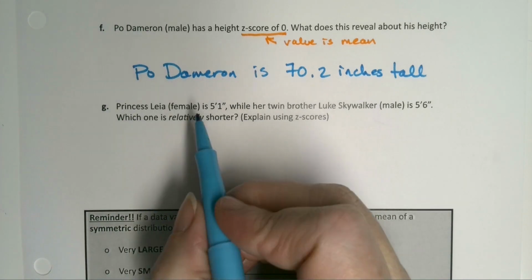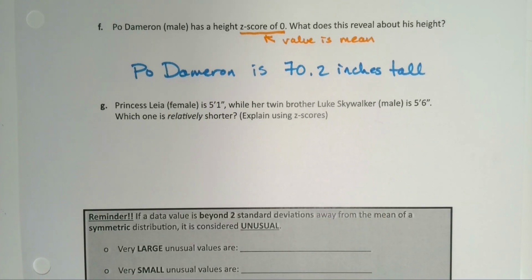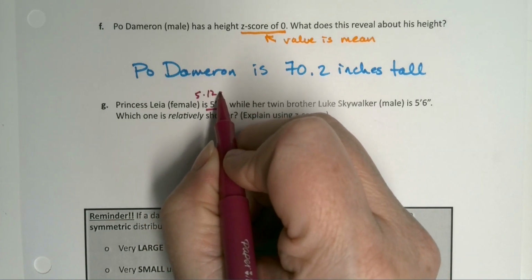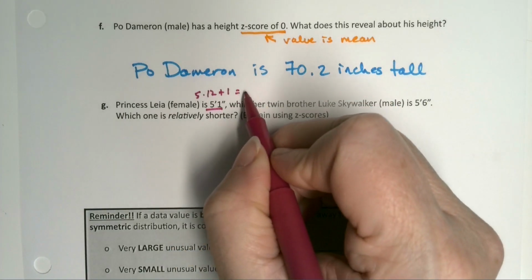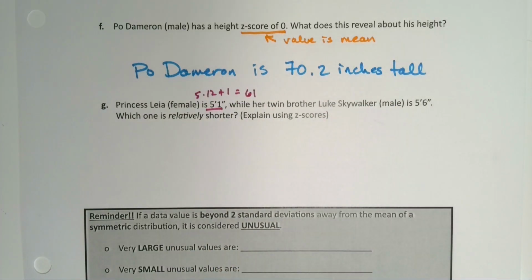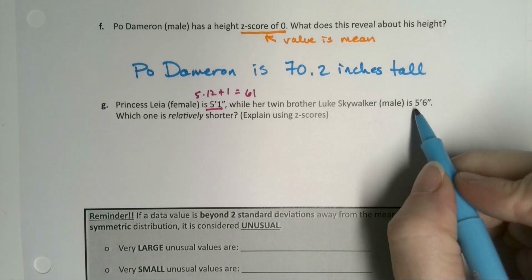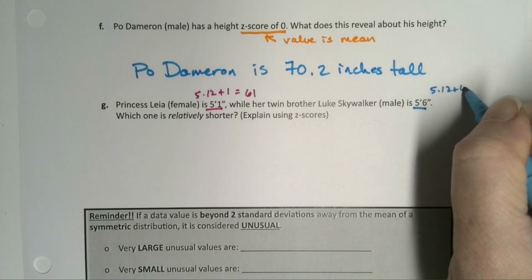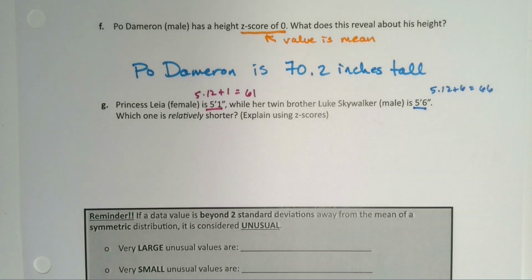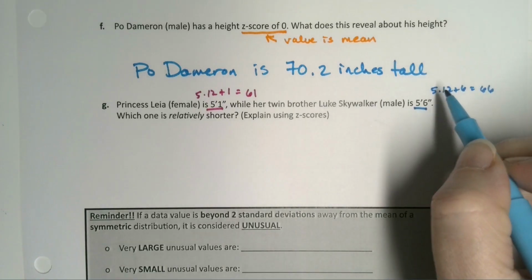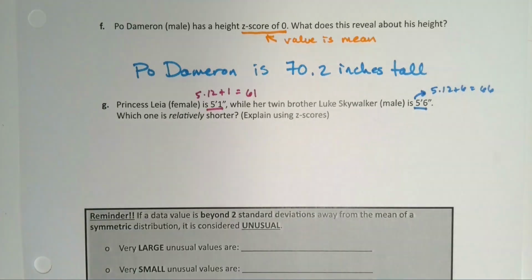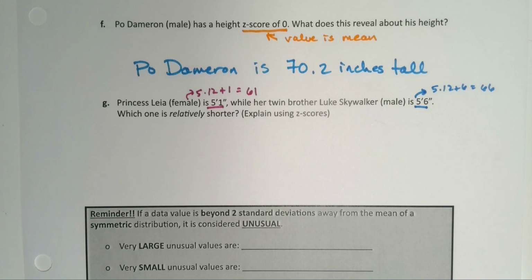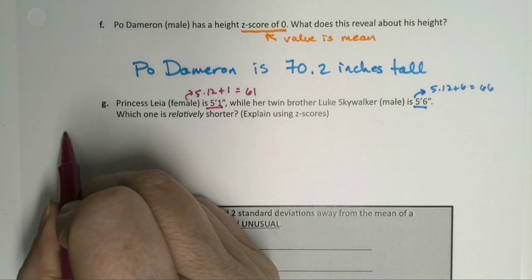Okay, well, first of all, we need to figure a couple things out here. So 5 feet 1 inches would be 5 times 12 plus 1, which is 61 inches tall, just so we know. And 5 foot 6 is 5 times 12 plus 6, which is 66 inches tall. Just so we have those numbers for those two folks. All right, why did I do that? Well, because I want to find the z-scores. All right, so let's do Leia first.